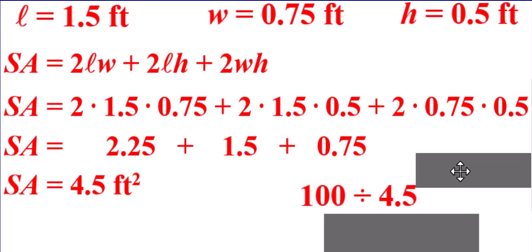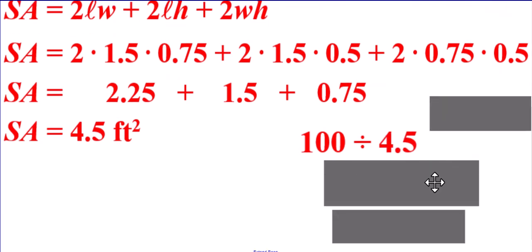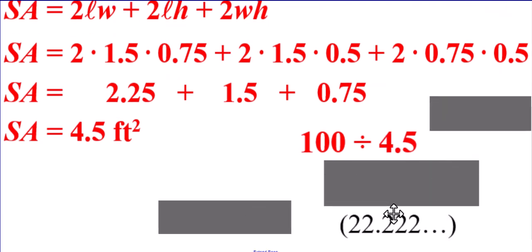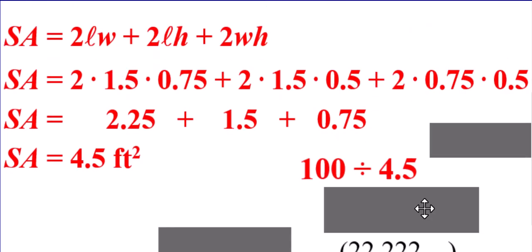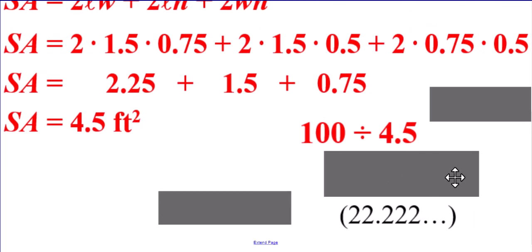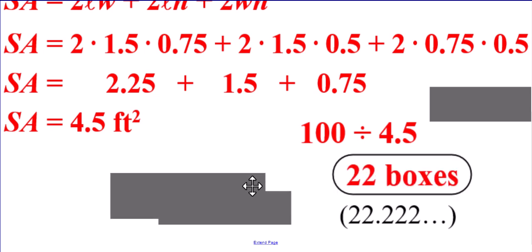So we're going to have to finish by dividing, and that's going to give you 22.2. Now, should I round up or should I round down to find the number of boxes she can cover? Well, you can't say 23 boxes. She only has enough for 22 and 2/9 more of a box. So it's only going to be 22 full boxes that she is going to be able to cover.